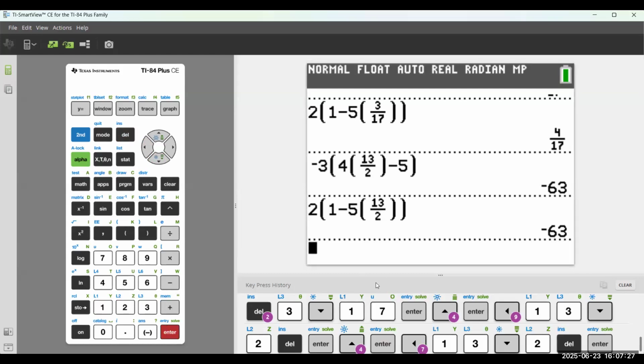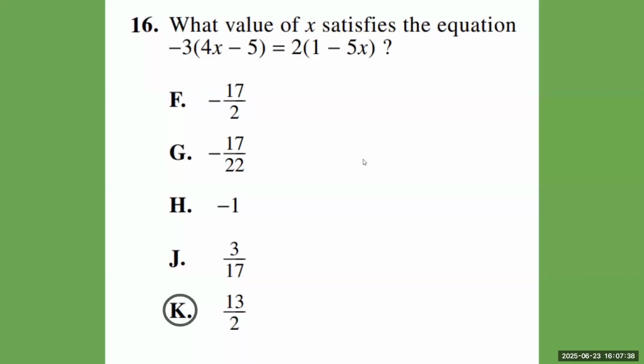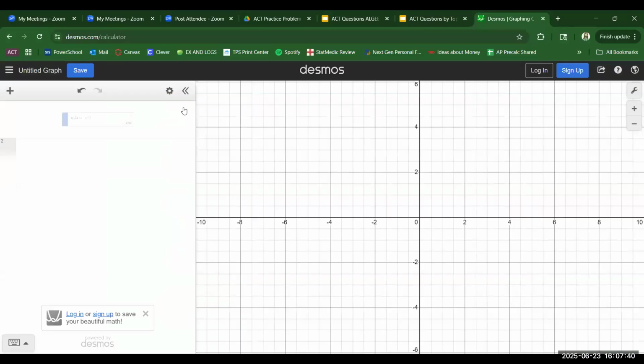On Desmos, it's going to look a little bit differently than that. So I'm going to show you that real quick. If we go to Desmos, you can type in, again, -3 4 times x. And to make a fraction on Desmos, use the backslash or the question mark button, and it types in a fraction bar for you. And you can type in -17/2 pretty quickly, -5. And that's going to be the left side of our equation.